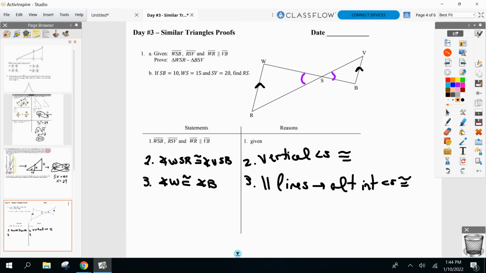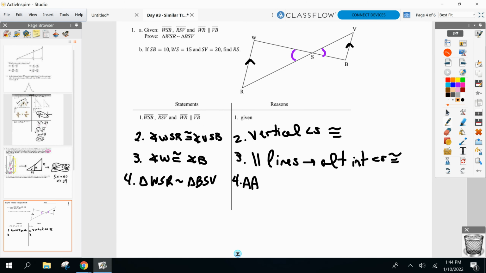That's all. Angle, angle. Let's write the statement. Triangle WSR similar to triangle BSV. Angle, angle. Check your statement. Do you have the similar symbol or do you have congruent?